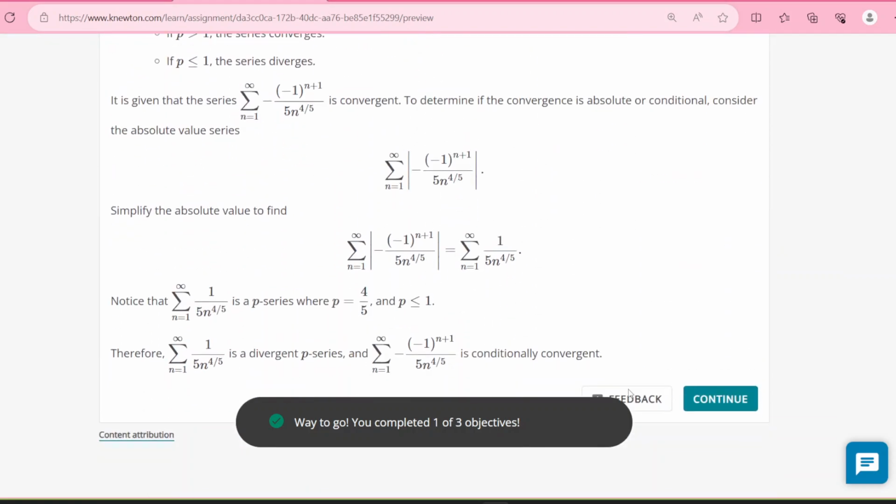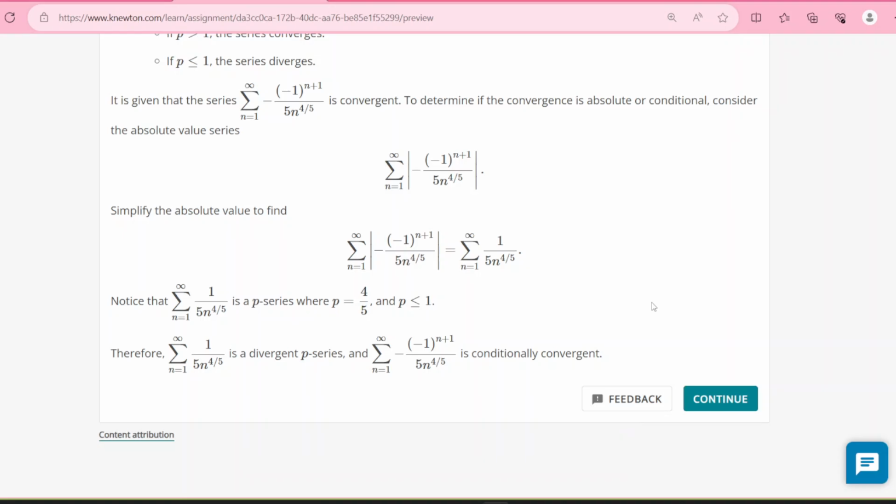All right, great. So they're not having us do what I was saying earlier. I mentioned that if a series converges conditionally, then you could rearrange the terms of that series to have it converge to any value you want. But we're not talking about that here, unfortunately. Okay, next question.